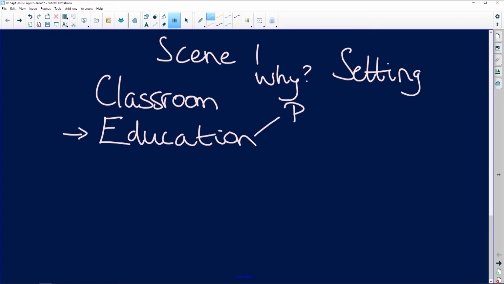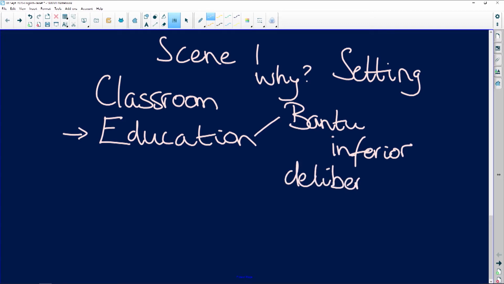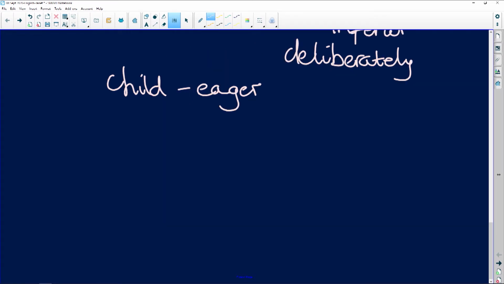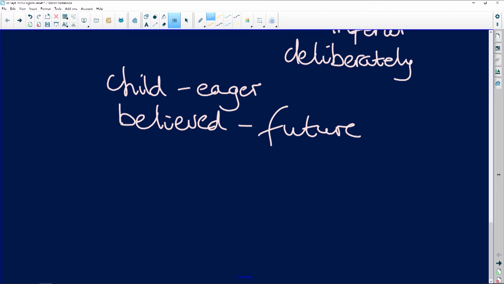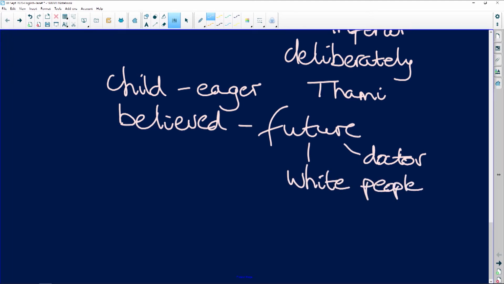Education. Well, I know he talks about Bantu education, which is inferior and is deliberately inferior. I know that he has a character who, when he was a child, was very eager to go to school, who kind of believed in school, believed that school would give him a future. And if you know your play, we're talking about Tommy. And Tommy says his future will be to be a doctor. And he will make sure that white people give enough money to him so that he can serve black people for free.